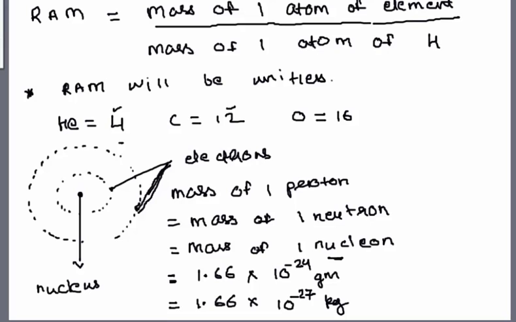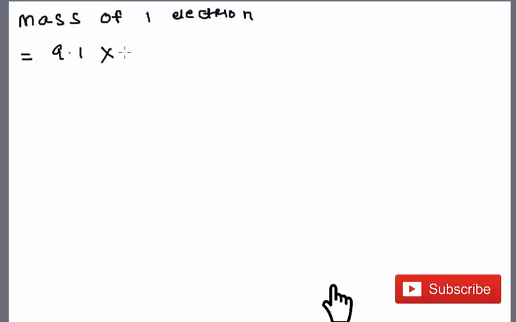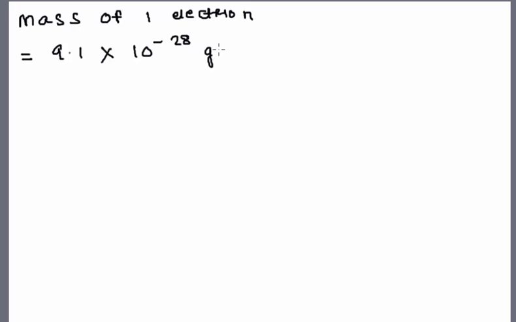Moving ahead, if I now tell you the mass of one electron, the mass of one electron is equal to 9.1 into 10 raised to the power minus 28 gram. This is the mass of one electron, and if I convert it into kilograms, I will divide it by 1000. So that gives me 9.1 into 10 raised to the power minus 31 kilogram.